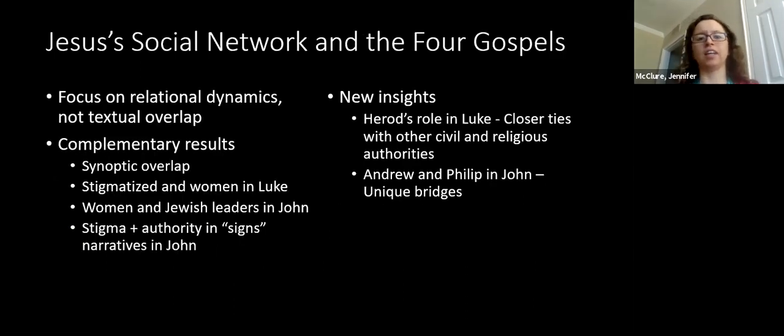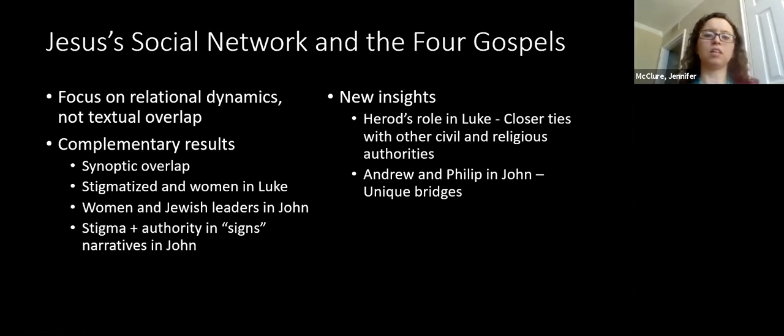So, to recap, one of the interesting things about using social network analysis to understand the Gospels is that it brings different tools than the main textual tools that biblical scholars typically use. And social network analysis does identify some results that biblical scholars have already identified. This is a good thing because it means that social network analysis is accurately gauging some things. It gauges the overlap between Matthew, Mark, and Luke among the Synoptic Gospels, and then shows difference in John. Social network analysis emphasizes stigmatized people and women in Luke, and that reflects previous insights.